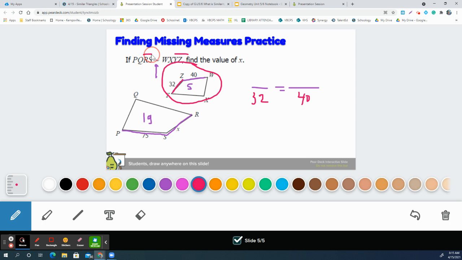YZ goes with RS, X, absolutely. So the 32 and the X have to go together. The 32 and the 40 can go in a lot of different places. This is where I choose to put them almost every time. But the 32 and the X have to go together, which means then the 40 and the 75 have to go together.